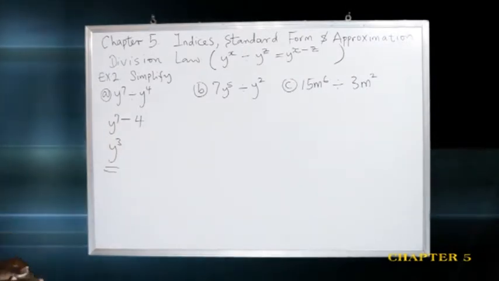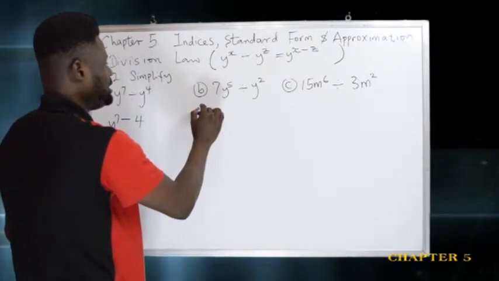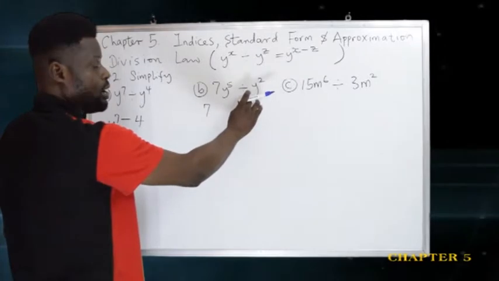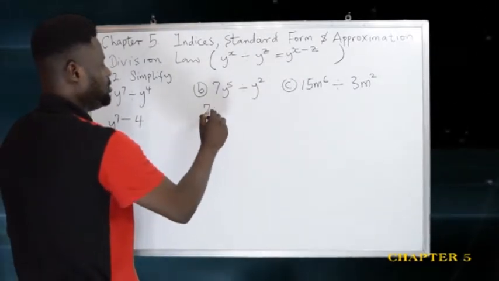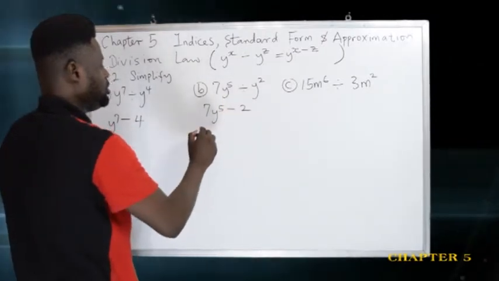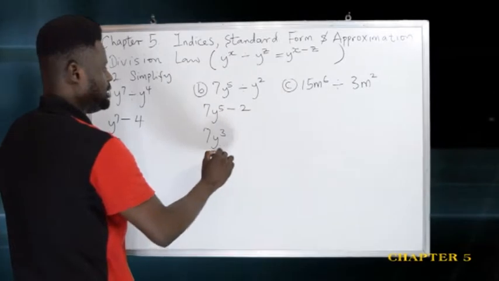It's that simple. Then here, this is 7 divided by an invisible 1, so it is still 7. Y raised to the power 5 minus 2, since divide is minus. 7y raised to the power 3, and that's the final answer.